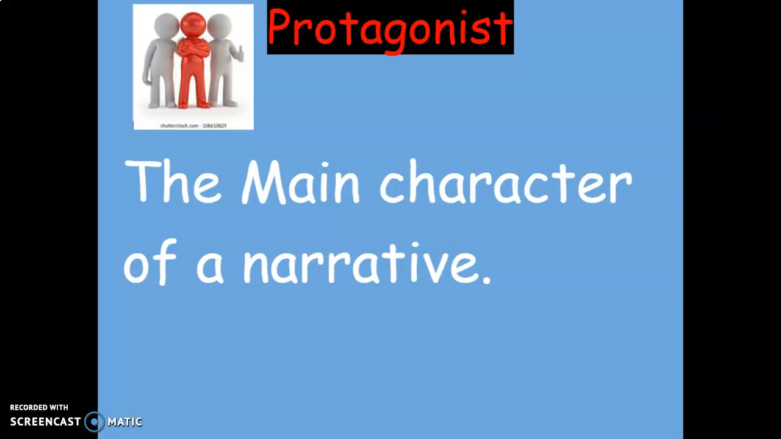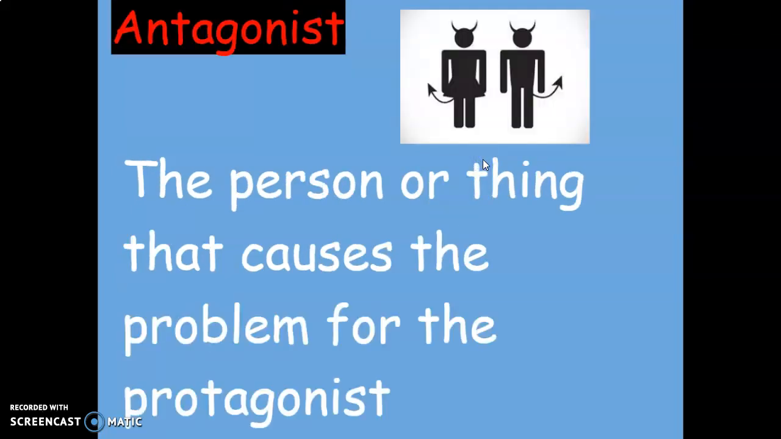Now, when you think about protagonist, you also have to think about the opposite, the antagonist, the person or thing that causes the problem for the protagonist. Sometimes it can be a person, like a villain in a superhero movie. That's often the antagonist. But sometimes an antagonist can also be a thing, like money, or greed, or hate. These things can cause problems for the protagonist, even if they aren't a person.